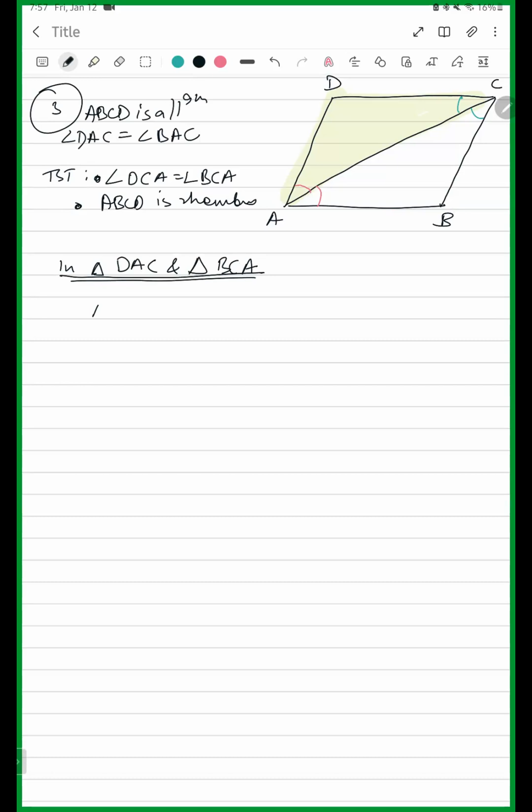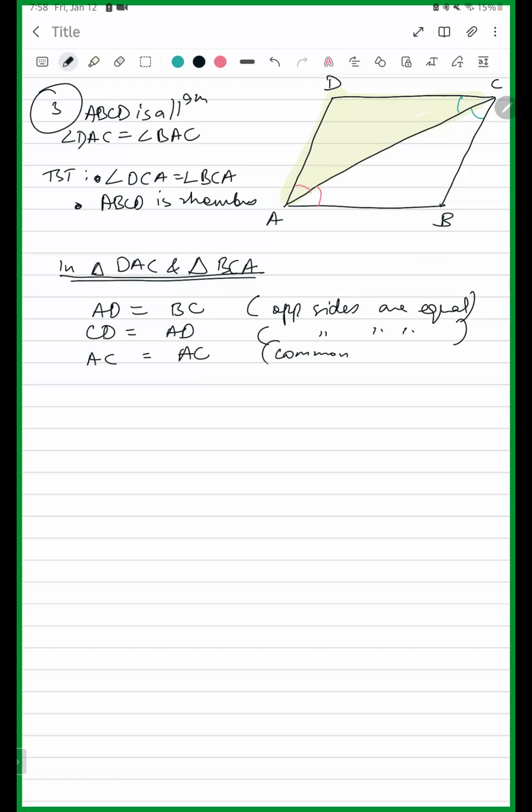Since it is a parallelogram, AD is equal to BC, since opposite sides of a parallelogram are equal. Am I audible? Yes. And similarly, CD is equal to AB, again same reason. And AC is equal to AC, common side. So therefore, by SSS, triangle DAC is congruent to triangle BCA.